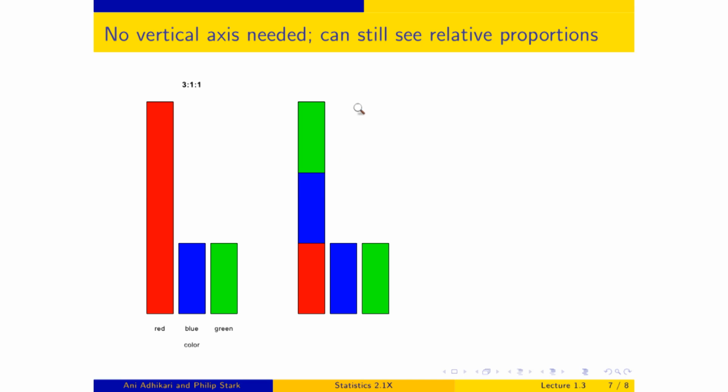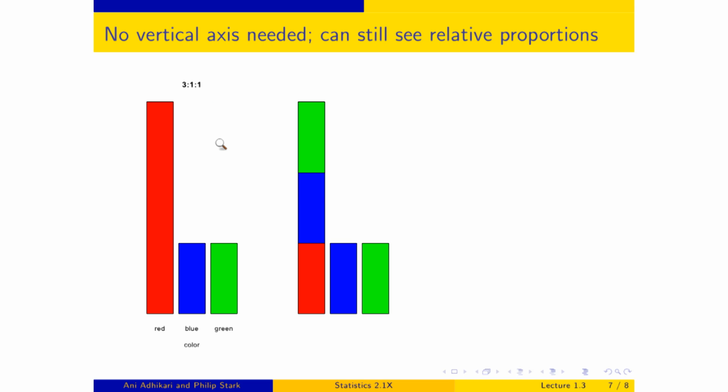your 50 people, the total number of people, have been divided into five equal bits. 1, 1, 1, 1, and 1, five equal bits. The green bar represents one of the five, the blue bar represents one of the five, and the red bar represents three of the five. And so these three bars, you can see just visually, are in the ratio 3:1:1.